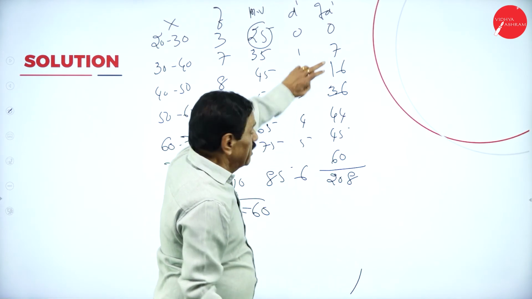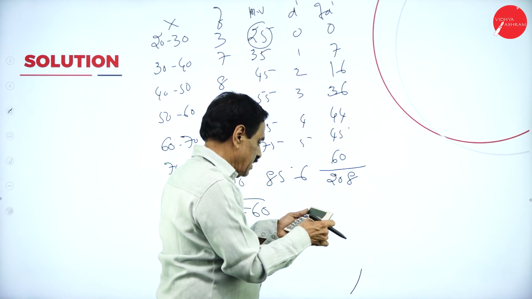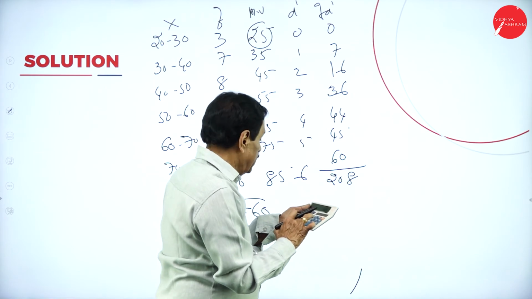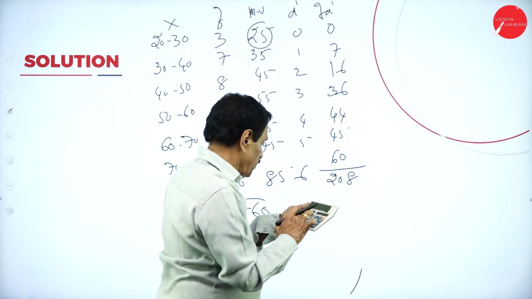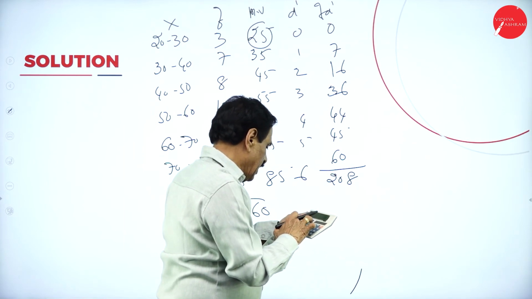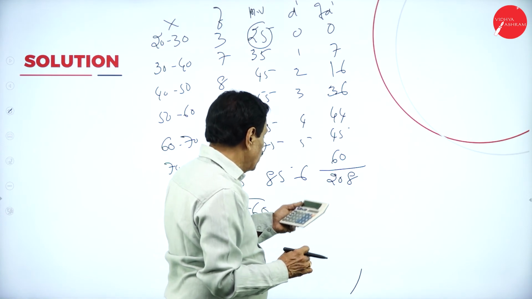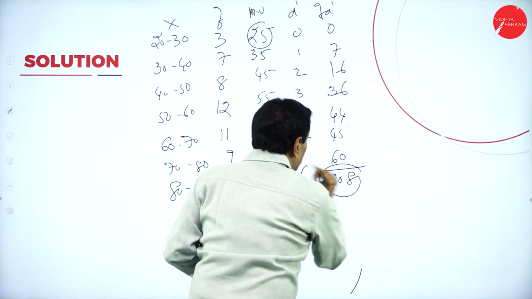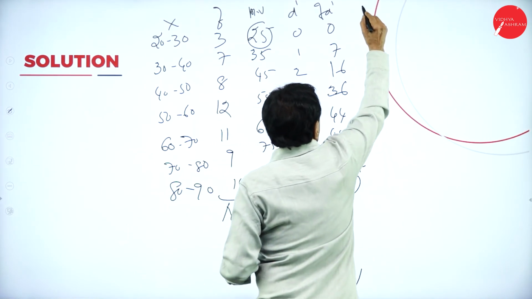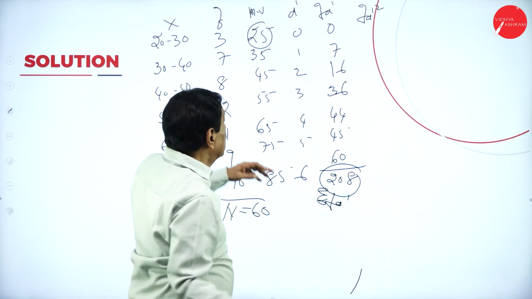Check once again: 7 plus 16 plus 36 plus 44 plus 45 plus 60 is equal to 208. What is 208? Sigma f t dash. Last step, f t dash square. This is f t dash into d dash.